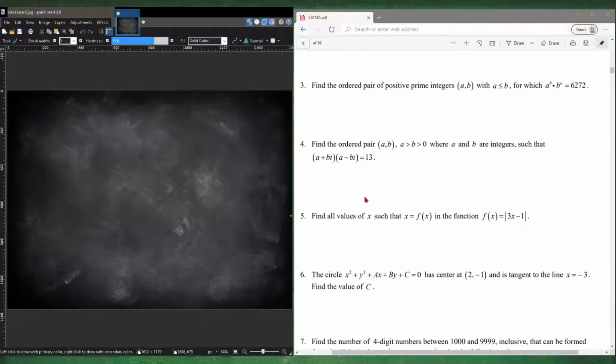Number three, find the ordered pair of positive prime integers A, B where B is greater than or equal to A, for which A^B times B^A equals 6272. So I recommend just going to your calculator and factoring it, because doing it by hand takes too long. So when you do it in your calculator, you get 2^7 times 7^2. Since B has to be greater than A, that means B is 7 and A equals 2. So your answer is 2 comma 7.